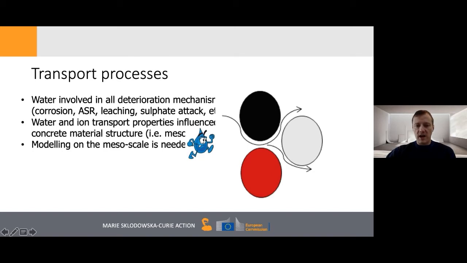So here we have this guy, which signifies the moisture, and he needs to go around these impermeable aggregates in order to penetrate the concrete. And why this is important is because, for example, for reinforcement corrosion, we're interested in a very thin layer, which is our concrete cover, and which protects the reinforcement. And we need to see how different impermeable inclusions influence transport in this cover zone.